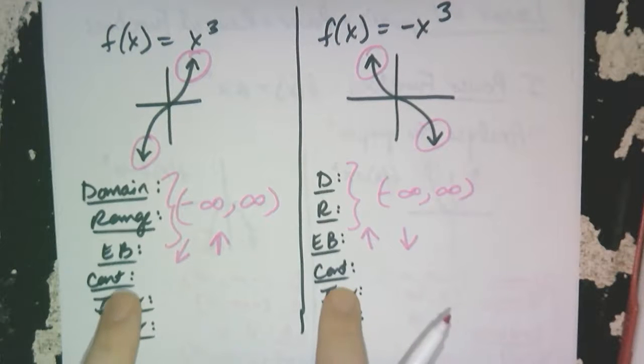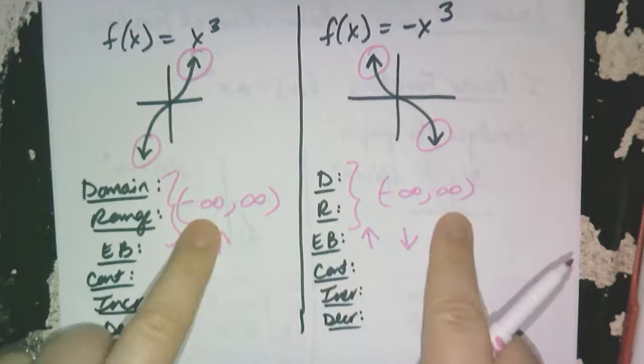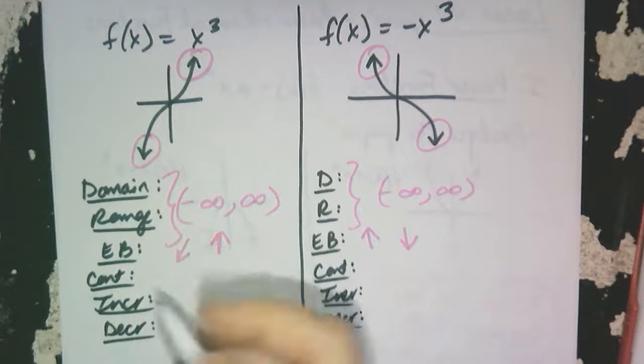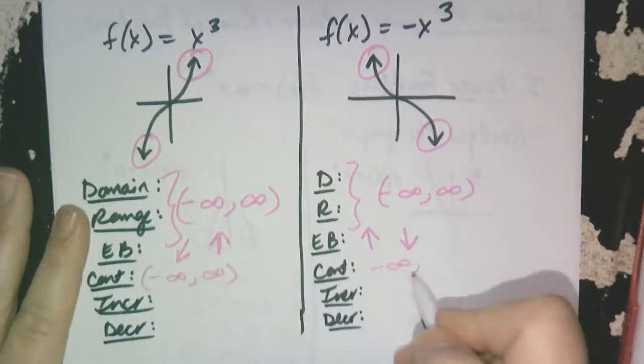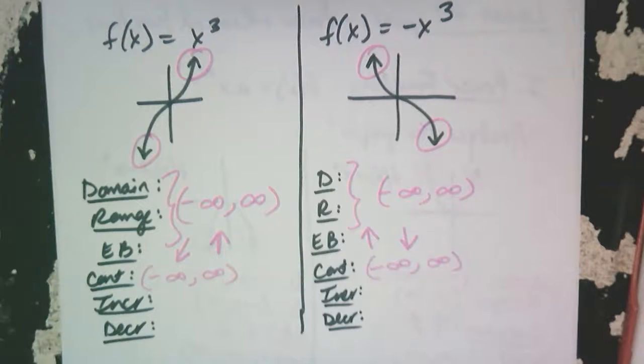Continuity, you are continuous along your domain. So whatever your domain happens to be, it happens to be negative infinity to infinity. And that would be your continuity. There's no problem areas. There's no holes. There's no jump. There's no asymptotes there. So we're okay. We're continuous.